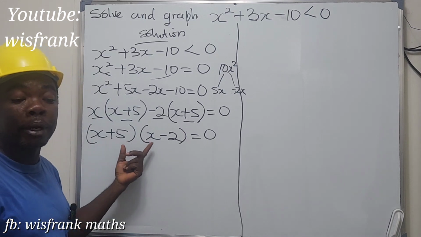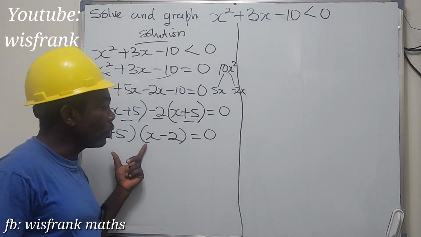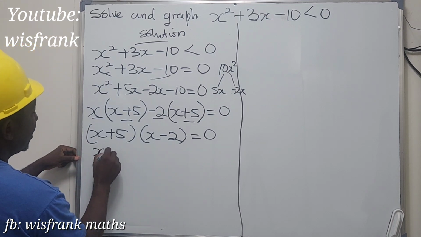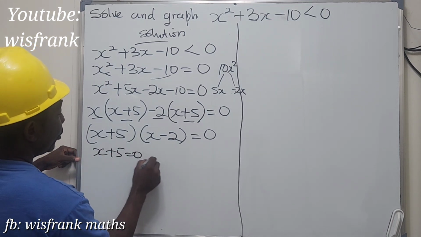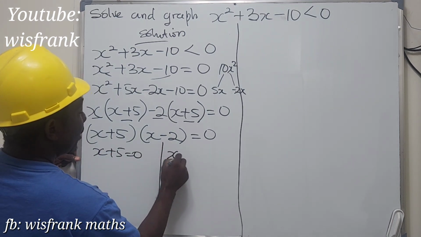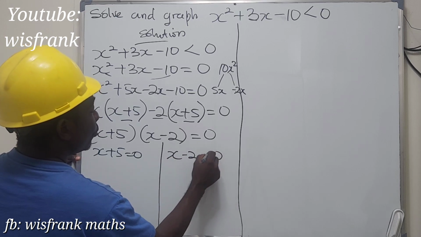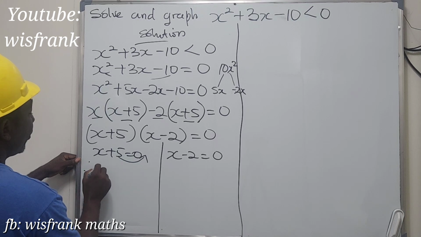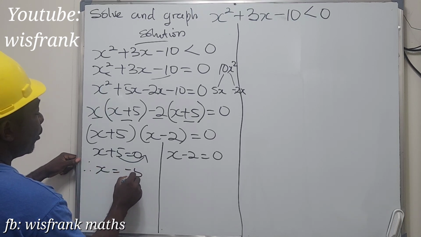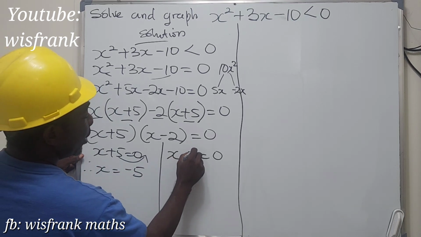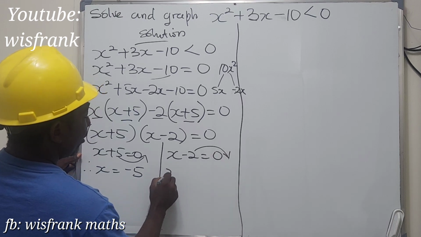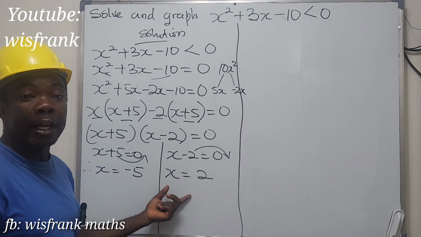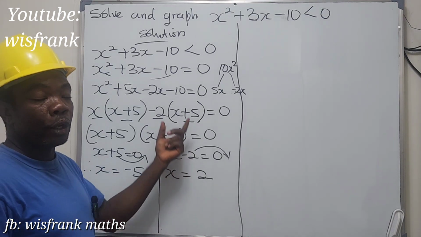Here, we have two parentheses. It is either the first one equals to 0 or the second one equals to 0. So we take the first one, which is x plus 5 equals to 0. And also, we have x minus 2 equals to 0. In this case, 5 will be transposed into this other side. Therefore, we have x equals to minus 5. And this other way, this one will be transposed into this other side. We have x equals to 2. So these are the two values of x, the two roots of this equation.